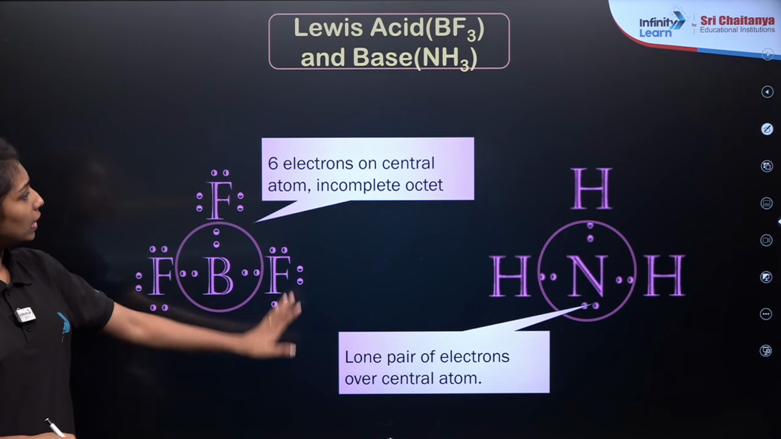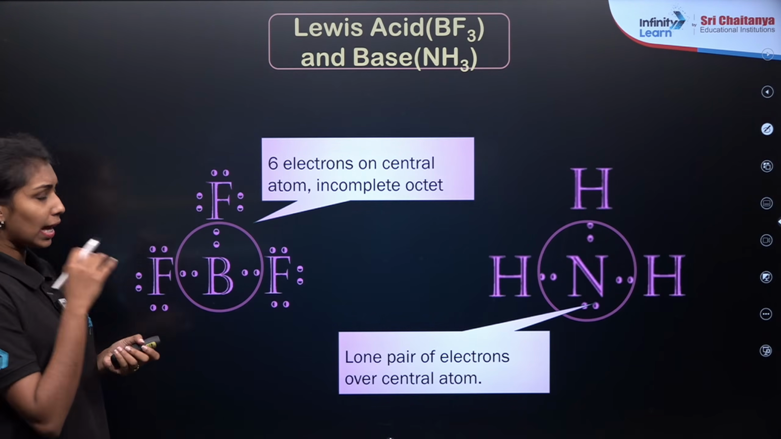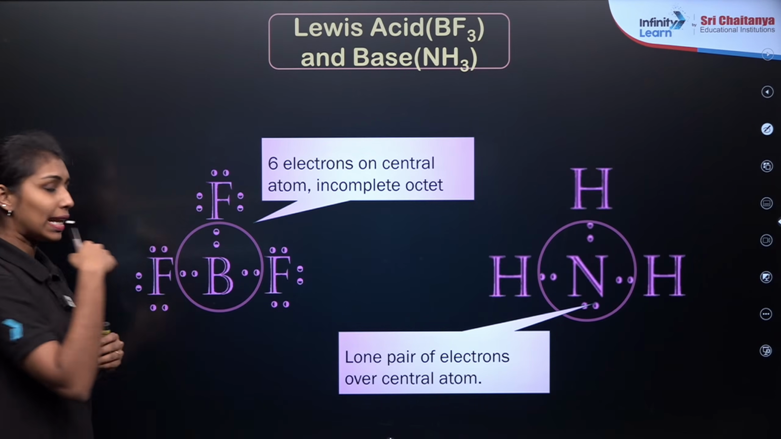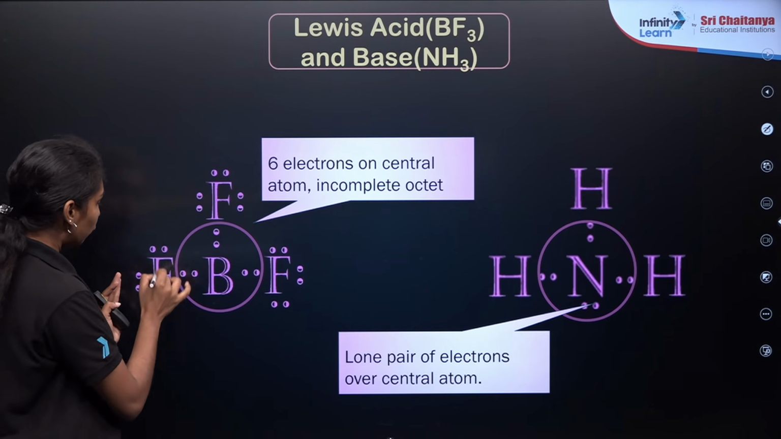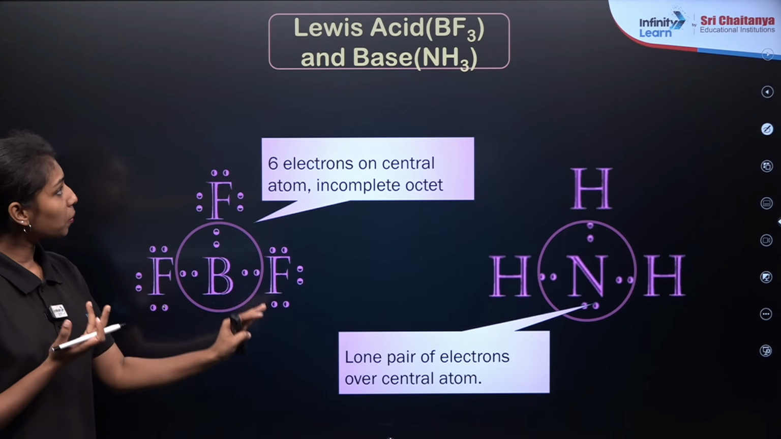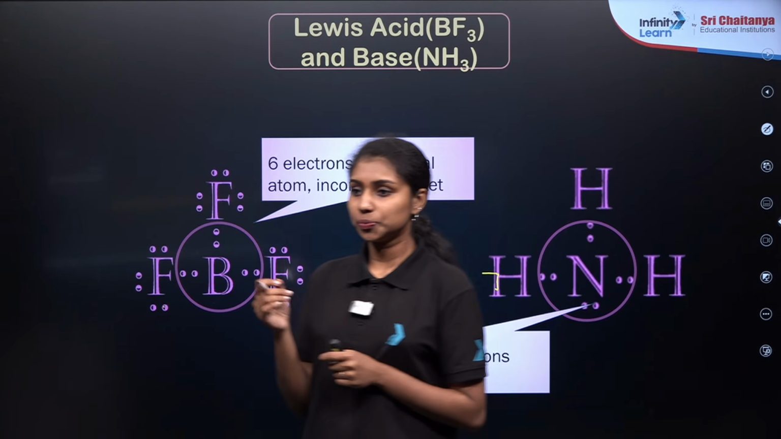Let's see the example here. This is our example, BF3. I hope you have an idea about how to write Lewis structures, right? These dots represent the valence electrons for the different elements given here. If you are not aware of Lewis structures, we will discuss them in detail in the next chapter, chemical bonding.